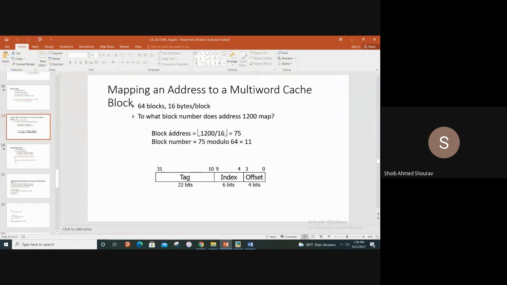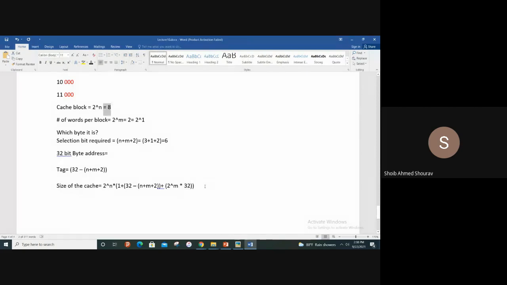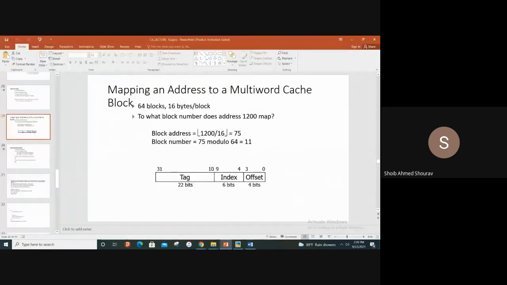To find out, we have to use this formula. Two things: first the block address, then the block number. If we want to find out the block address, we need to know how many words per block there are. In this example, there are 64 blocks. In every previous example, we had 8 cache blocks. Now it is different: 64 blocks in the cache.